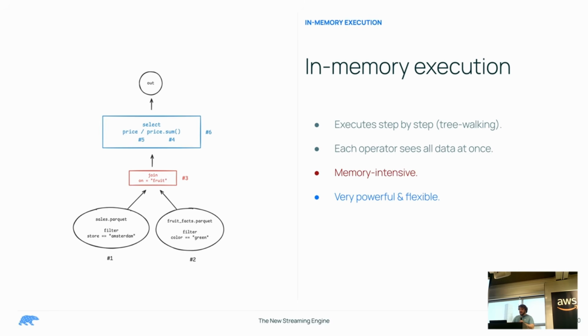It can also be problematic because it can be very memory intensive. This join could massively blow up your data set. Like maybe not with the fruit facts if it's a one-to-one join, but if it's a one-to-many join or many-to-many join, it could create massive intermediate results. But in return, it is very flexible. Because every operator can see all the data at once, certain operations are very easy to implement at least, or could run very efficiently.